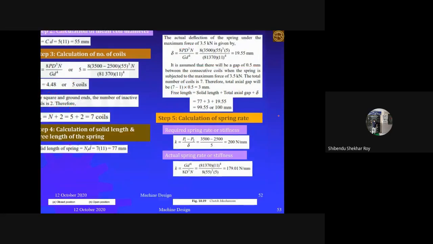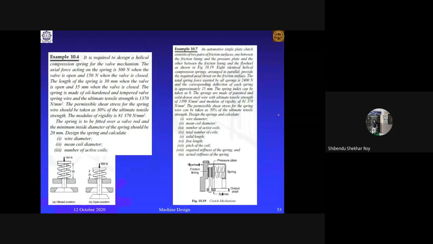So this way you do the calculation. Few more problems, solve it. If you have any doubt, just tell me. For my part, it is over. So I will give the assignment problem. These are the problems I have already taken from Bhandari's book.